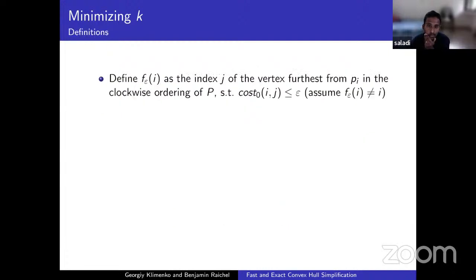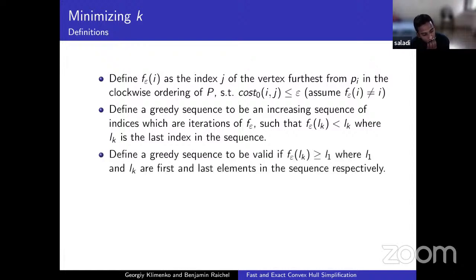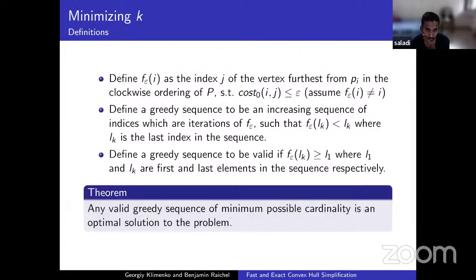By f_epsilon of i, we define the furthest index j such that the cost of the edge ij does not exceed epsilon, and we call that index the friend value of i. Now, if we have a sequence of indices in the circular ordering, at some point they will wrap around from higher to lower indices. So we define a greedy sequence to be a sequence of iterations of f_epsilon such that it goes as far as it can before wrapping around. We define the greedy sequence to be valid if applying f_epsilon to the last index in the sequence gives a result which is at least as large as the first index in the sequence. We prove that any valid greedy sequence with minimum cardinality is an optimal solution to our problem.